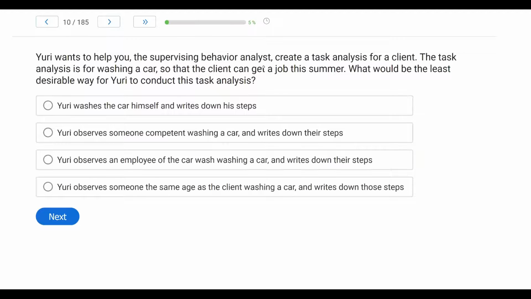Yuri wants to help you, the supervising behavior analyst, create a task analysis for a client. Task analysis for washing a car so that the client can get a job this summer. What will be the least desirable way for Yuri to conduct this task analysis?